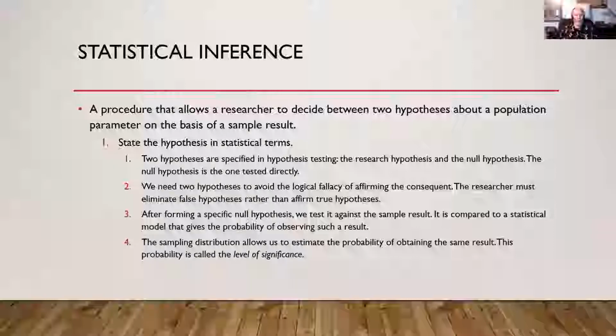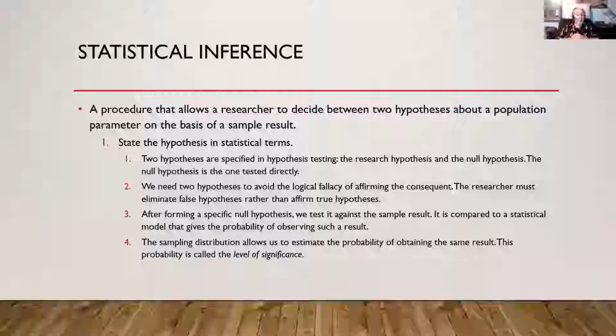A statistical inference is a procedure that allows a researcher to decide between two hypotheses about a population. The values that a population has, we call a parameter. Those are unknown. We don't have them. We're trying to make an inference about what those parameters look like, and we use statistics in order to do that. A statistic is a sample result, and we make an inference from the sample. If we've done our sampling right, we can make an inference from the sample to the larger population.